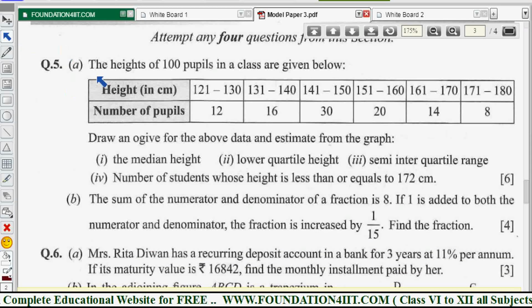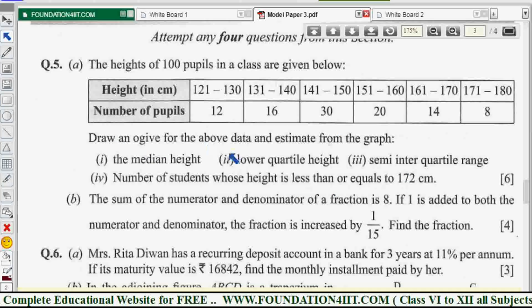In question number 5, the first task is to draw the ogive curve. The heights of 100 pupils in a class are given below. Using this table, we'll find the median height, the lower quartile height, the semi-interquartile range, and the number of students whose height is less than or equal to 172. Fine. So we need to draw the ogive curve of this.